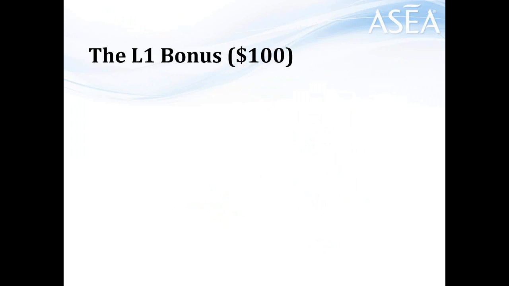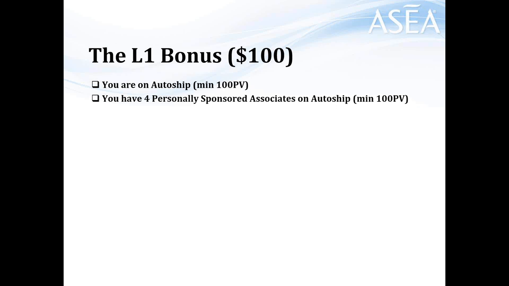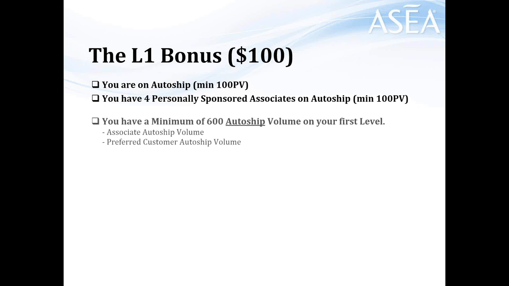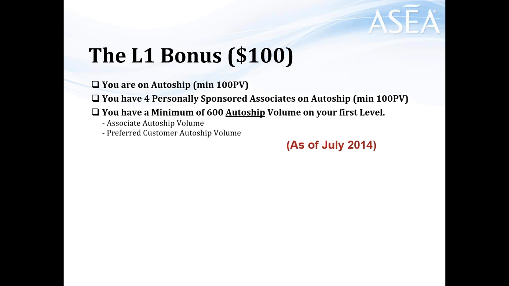Okay, we talk about this a lot in the opportunity, so I'm just going to go through it as a refresher. The L1 bonus, which is $100 every month, requires that you are on auto ship yourself with at least one case of product, 100 PV. So a case of bottles, a case of pouches, or a 4-tube pack of Renew 28. You have 4 personally sponsored associates on auto ship with a minimum of 100 PV each, and that you have a minimum of 600 auto ship volume on your entire first level.